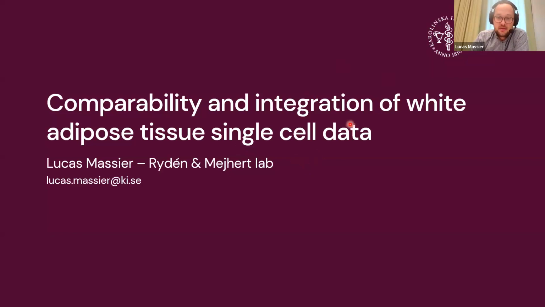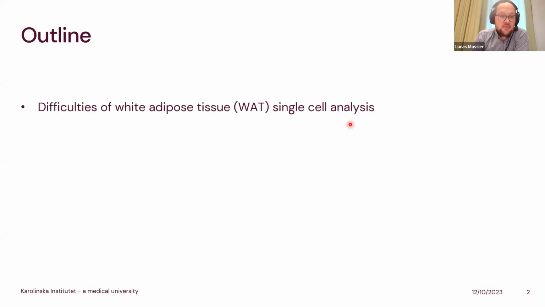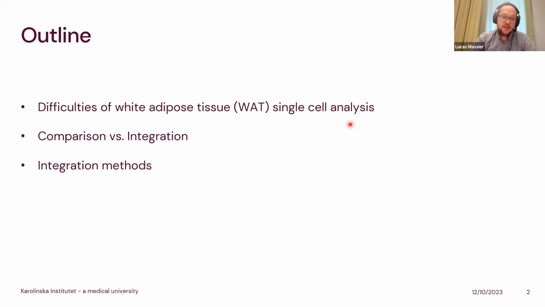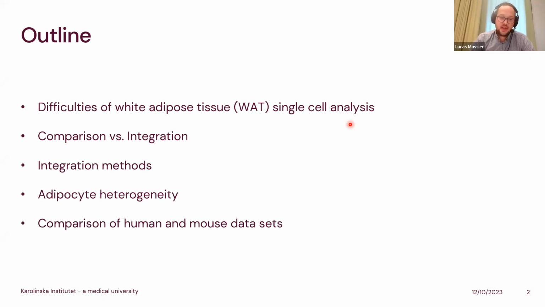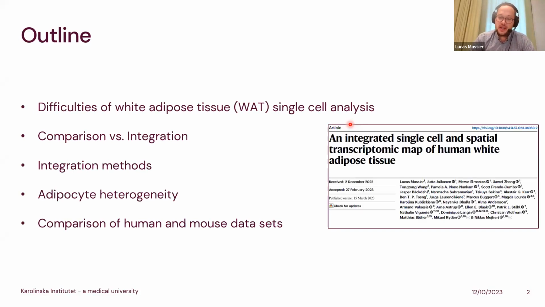In the next 20 minutes, I'd like to briefly talk about the difficulties of white adipose tissue single cell analysis. I will talk about some differences between comparing and integrating this data. I will briefly mention the currently used integration methods. I'd like to focus a bit on adipocyte heterogeneity. And I also briefly compare human and mouse datasets. Most of the slides you will see today are from our recent publication on this specific topic.